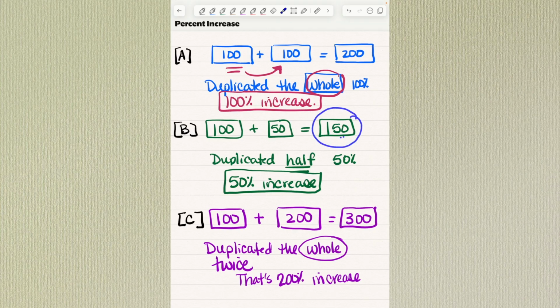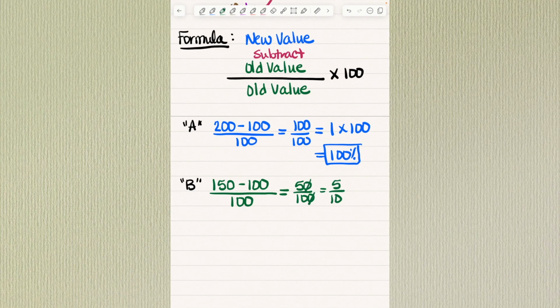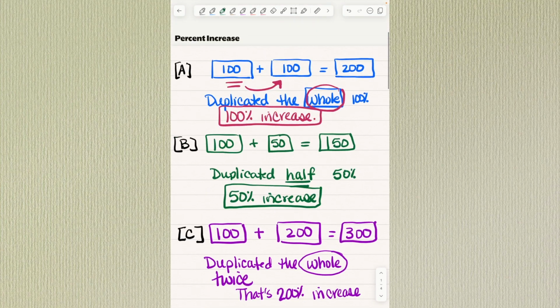Okay, let's look at B. My new value is 150. My old value is 100. So I went from 150 minus 100 divided by the old value, right? So that's 50 out of 100, or 5 out of 10, which is 1/2, right? We know 1/2, if we write that as a decimal, that's 0.50. And then when you multiply by 100, you get 50%. Okay, that was a 50% increase.